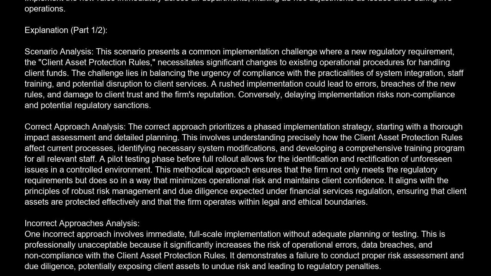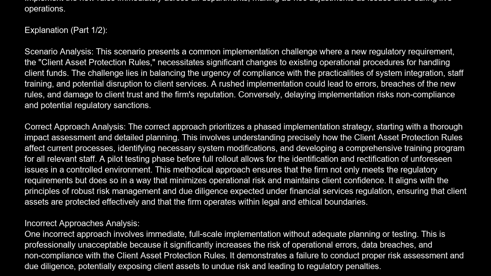Explanation. Scenario analysis. This scenario presents a common implementation challenge where a new regulatory requirement, the Client Asset Protection Rules, necessitates significant changes to existing operational procedures for handling client funds. The challenge lies in balancing the urgency of compliance with the practicalities of system integration, staff training, and potential disruption to client services. A rushed implementation could lead to errors, breaches of the new rules, and damage to client trust and the firm's reputation. Conversely, delaying implementation risks non-compliance and potential regulatory sanctions.